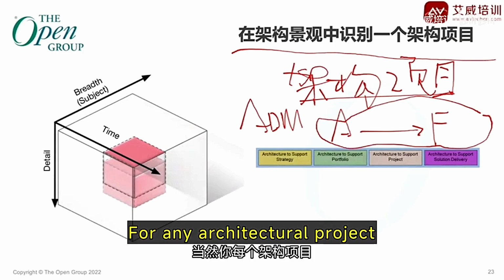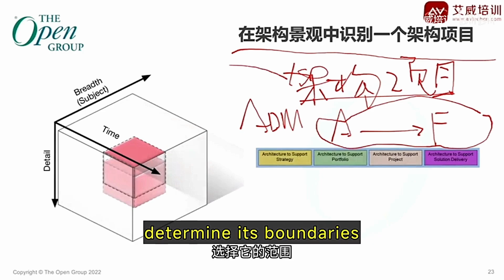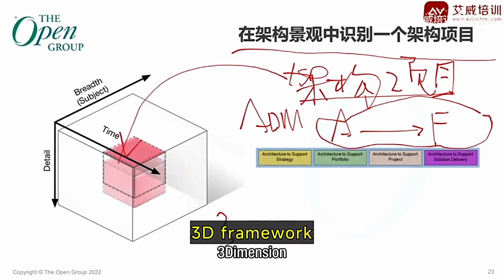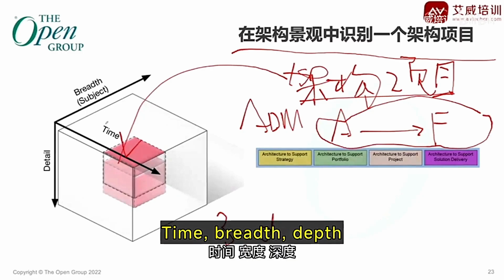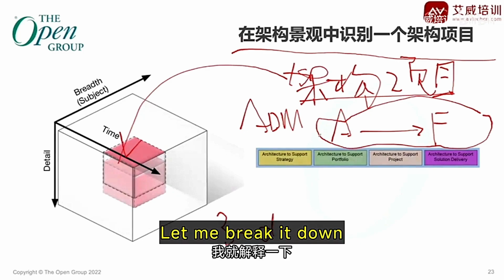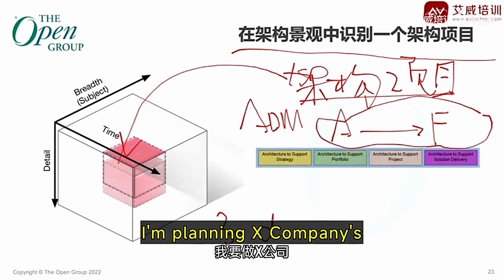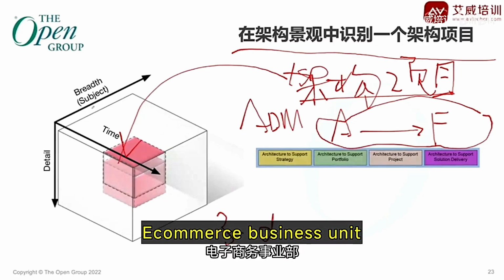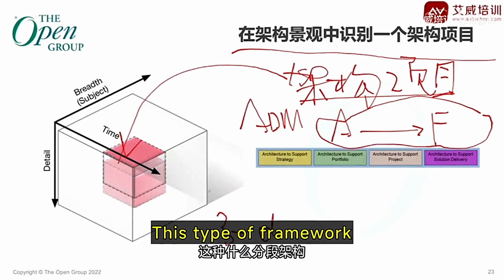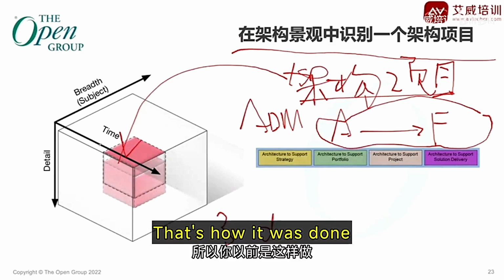For any architectural project, you must first determine its boundaries. It's a three-dimensional 3D framework: time, breadth, depth. If this isn't clear, let me break it down. Let's say I'm planning X company's e-commerce business unit, with a 3-year strategic plan. That's the scope. That's how it was done.